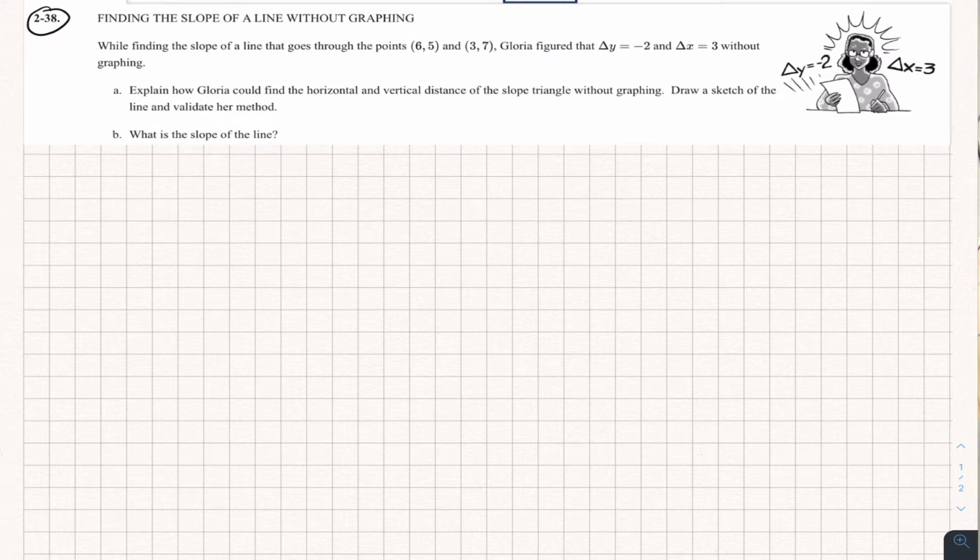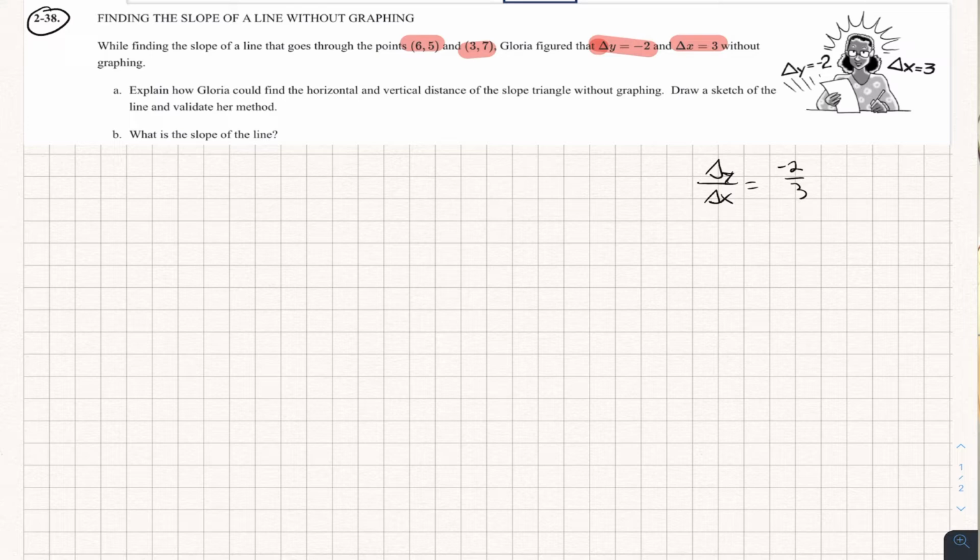So first and foremost, we need to note that we have the point (6, 5) and the point (3, 7). She's already determined that our delta y is -2 and that our delta x is +3. So what Gloria is already telling us is that if our slope is delta y over delta x, then it is -2/3. And so if we know that that's our slope, we just need to figure out how to find that without graphing it. And so I'm going to tell you guys how.